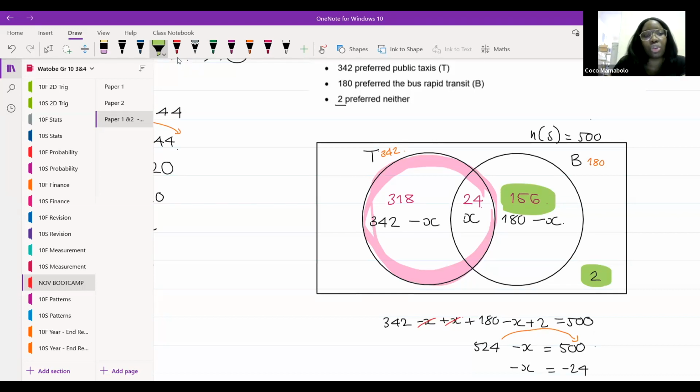Do not forget the 2 on the outside, because that is also not in T. Funzo, are you understanding what I'm saying? The 2 on the outside is also not in T. Okay.